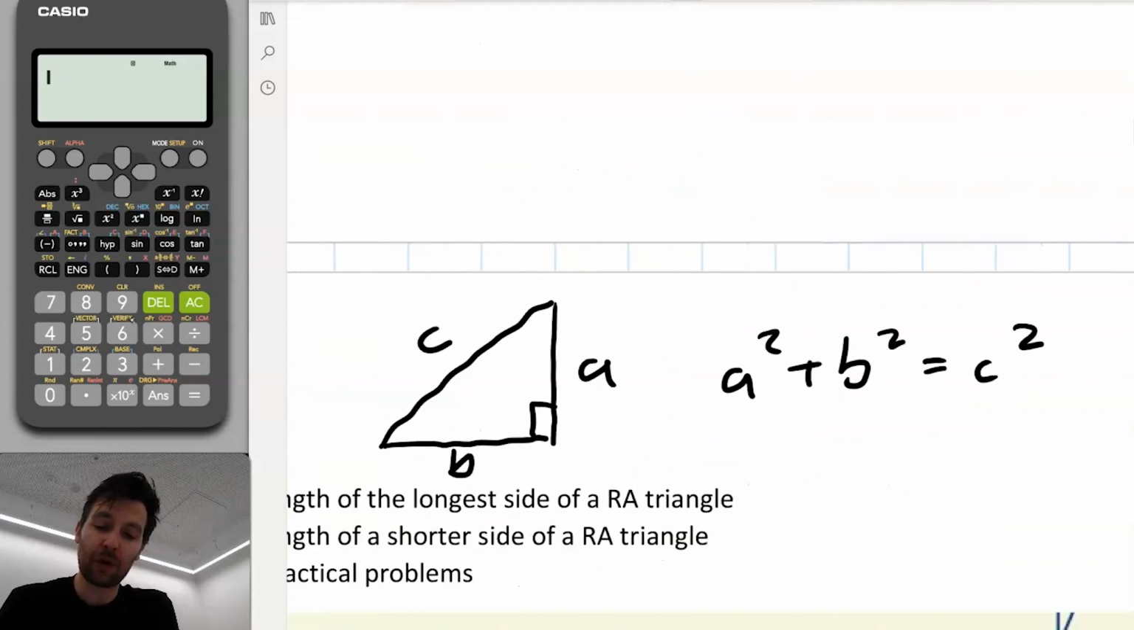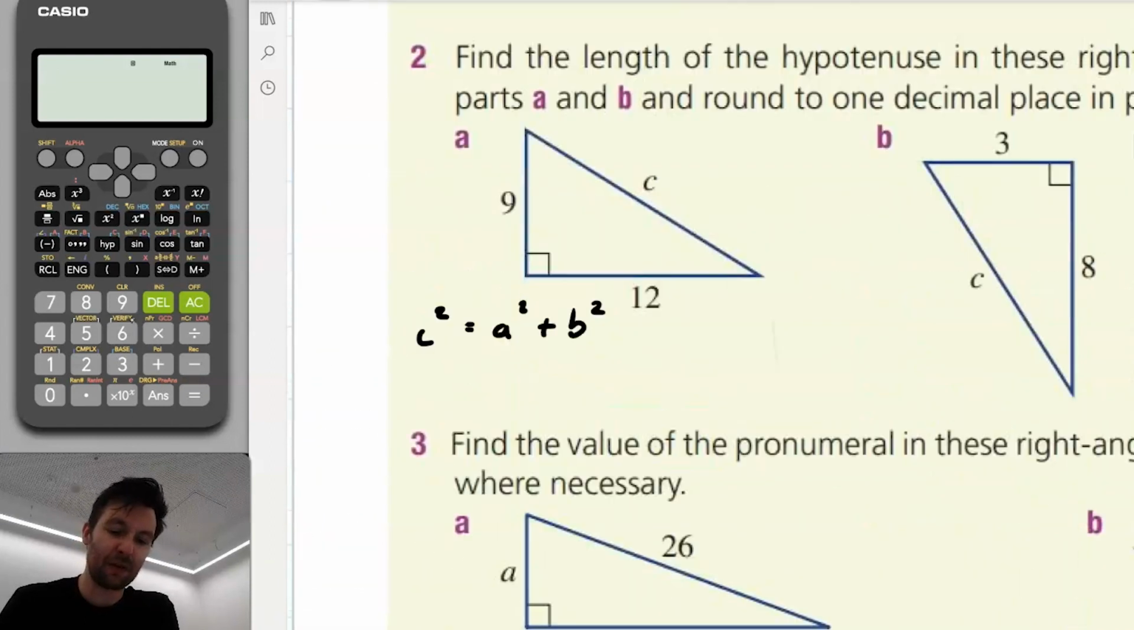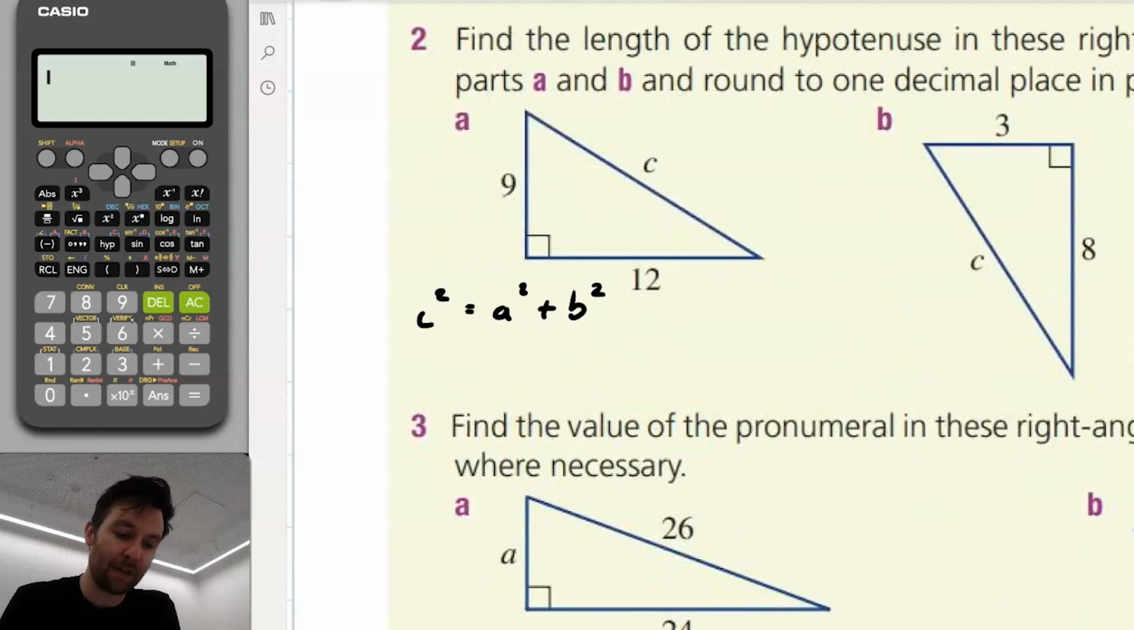It's the same as the rule I wrote up here. I've just written it in a different order because C is the thing that I'm looking for in it. I just prefer doing it that way. Anyway, so now I'm going to take the lengths of my 2 shorter sides, 9 and 12, and put them into my equation.